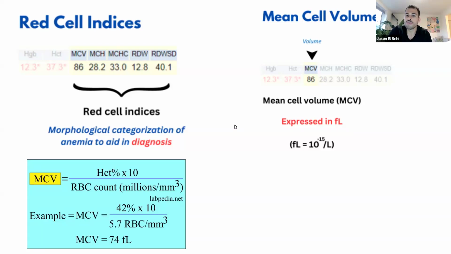Does anyone know what the normal range of the MCV is? Just off the top of their head.